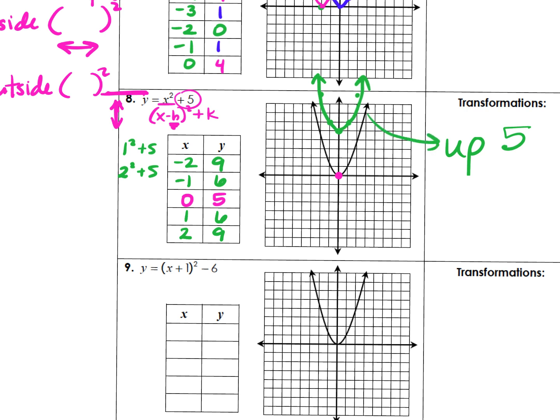Well, look at what it started as. Y equals x squared plus 5. That means up 5. If it's outside of the parentheses, I didn't mean to do that. Bummer. When it is outside the parentheses, that's going to move up and down. When it's inside the parentheses, it's going to move left and right, but opposite of what you would expect.